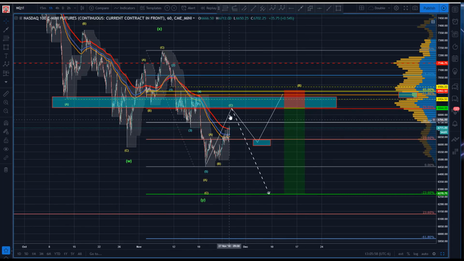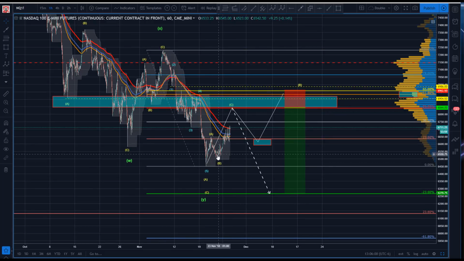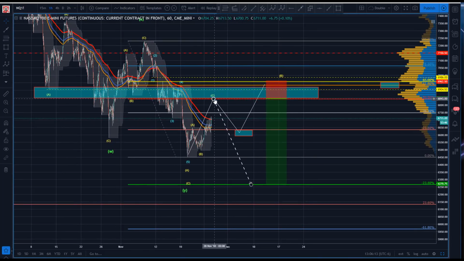All right, setting up rather nicely here. So ideally, here's the problem with an ABC or a 1, 2, 3. You're looking for 5 in that C in the same way you're looking for 5 in an impulse of the third wave. So there's no way to know just yet. So you got to take a calculated risk here. All right, are you willing to risk this much for the potential to make that much?